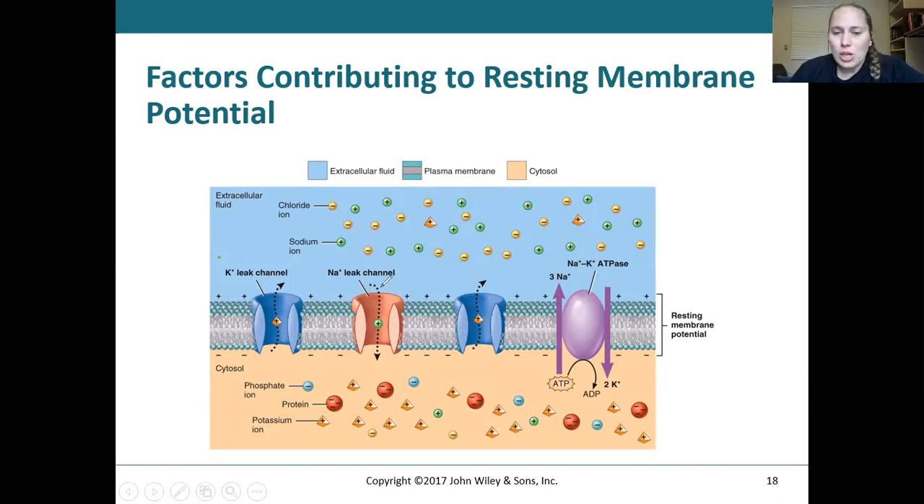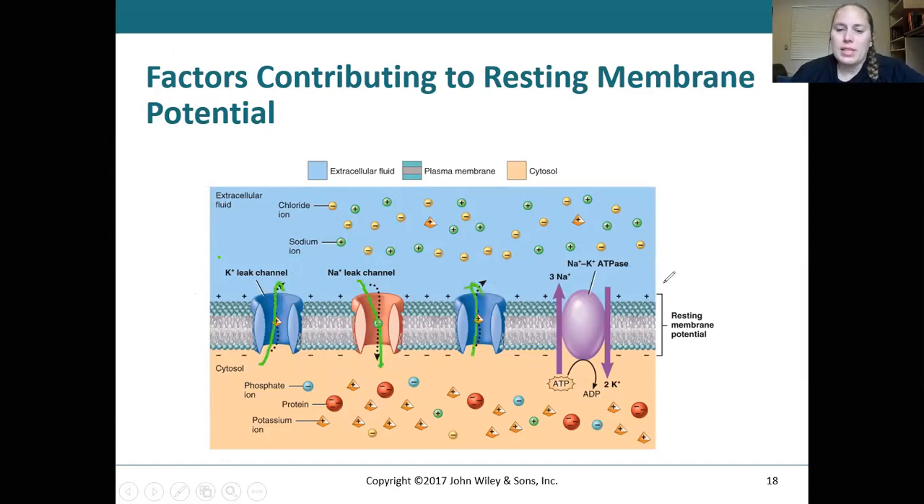You have a sodium leak channel, which does the same thing, randomly opens and closes, and sodium, because it is higher concentration outside of the cell, comes into the cell. But this does not overpower the potassium leak channel. It doesn't do this enough to make the inside of the cell positive. Okay, so you've got these leak channels exchanging both potassium and sodium. So you can see potassium's going out, sodium's coming in, potassium's going out.